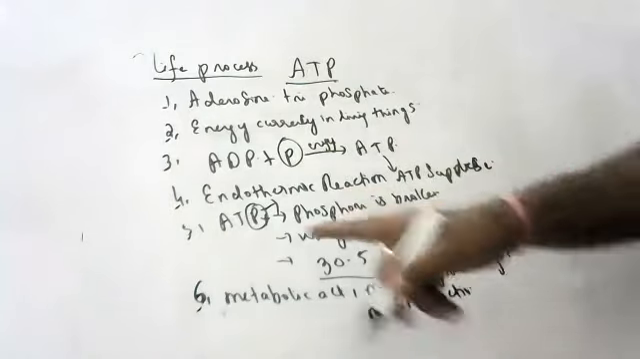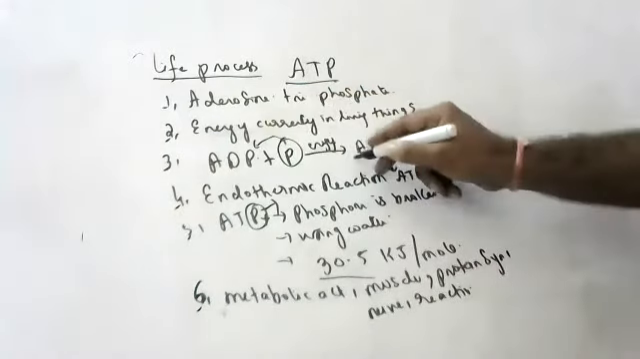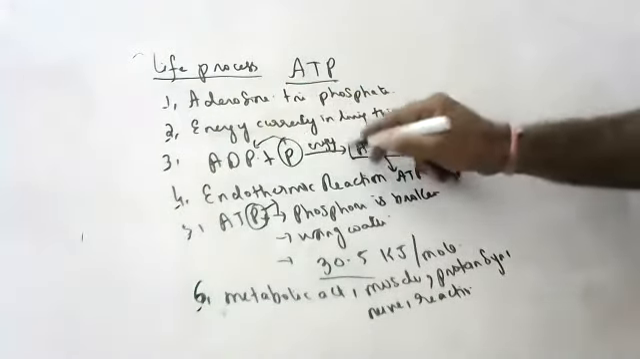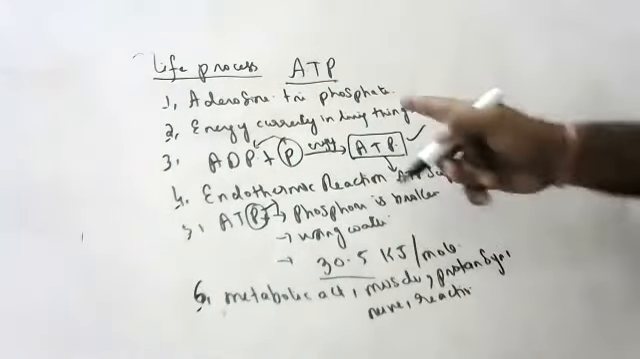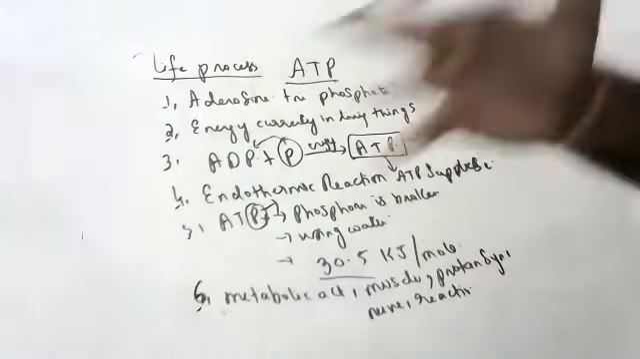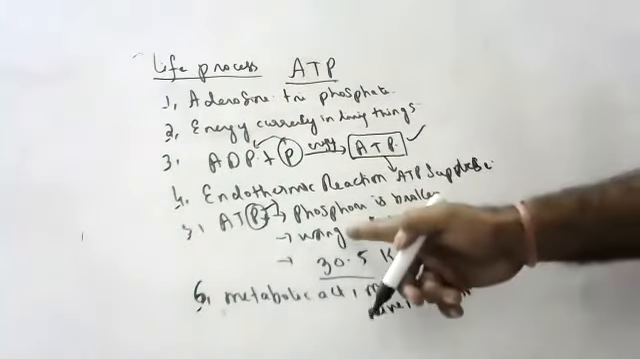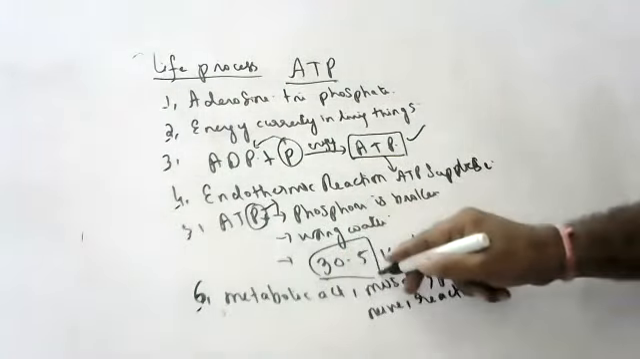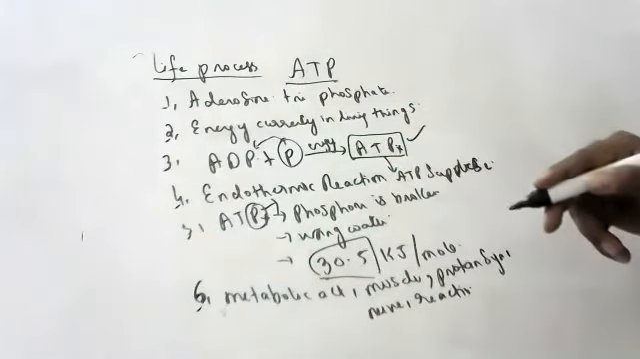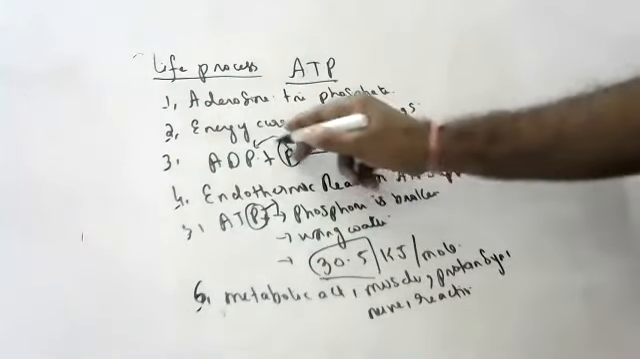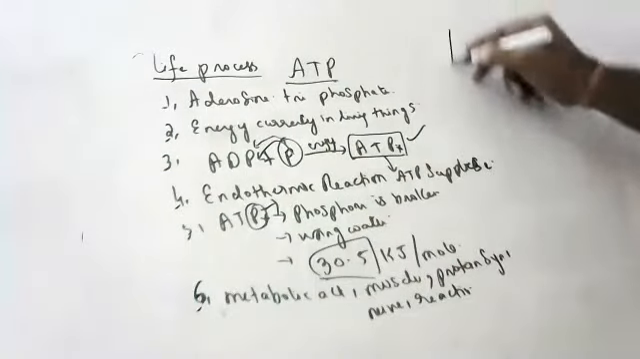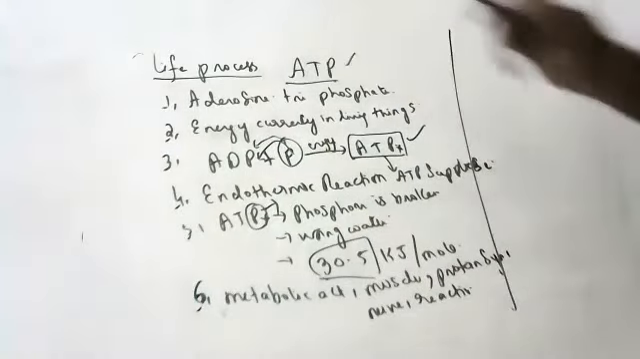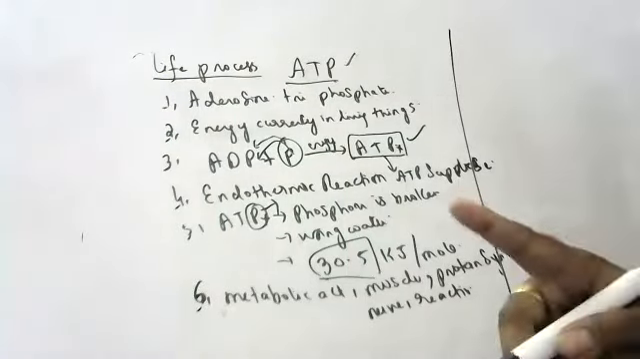During respiration, phosphate is added to ADP and ATP is formed. During all the reactions in our body, ATP is used to provide this much amount of energy. How? By breaking this phosphate. During respiration, phosphate is added. During reactions, phosphate is broken, so they will get energy. ATP is the primary source of energy, children.